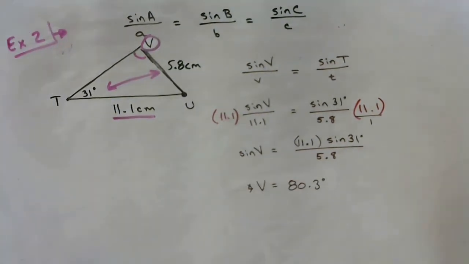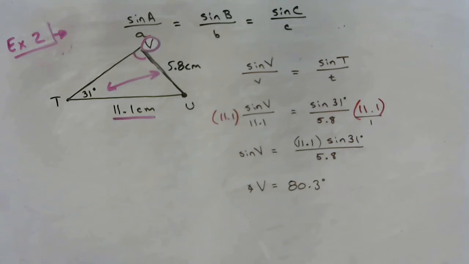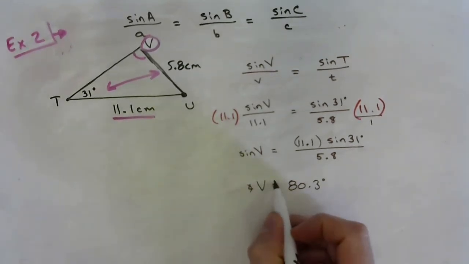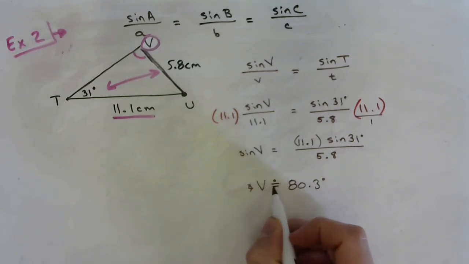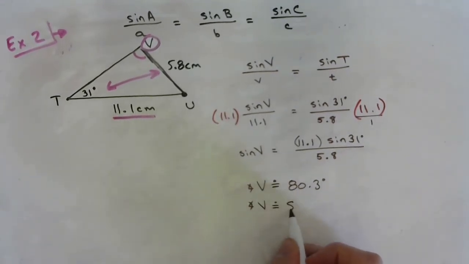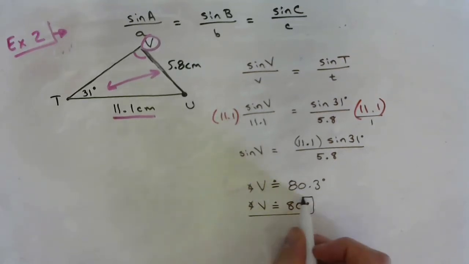And we're actually asked to get v to the nearest degree. So, and this is approximate, by the way. You can put a dot above there. So you can do the measure of angle v is approximately 80 degrees.